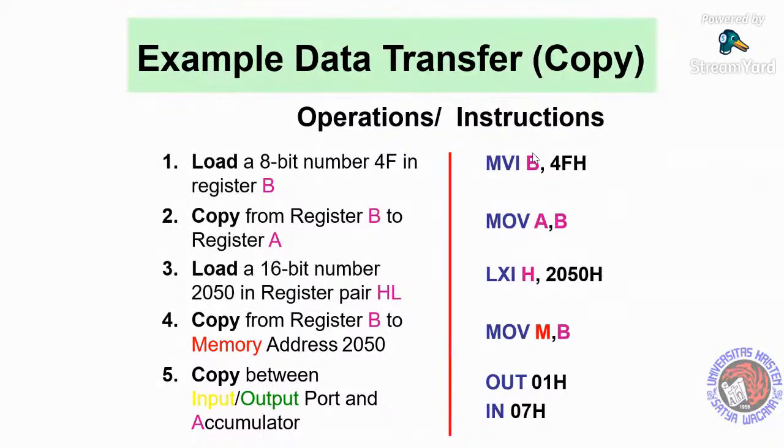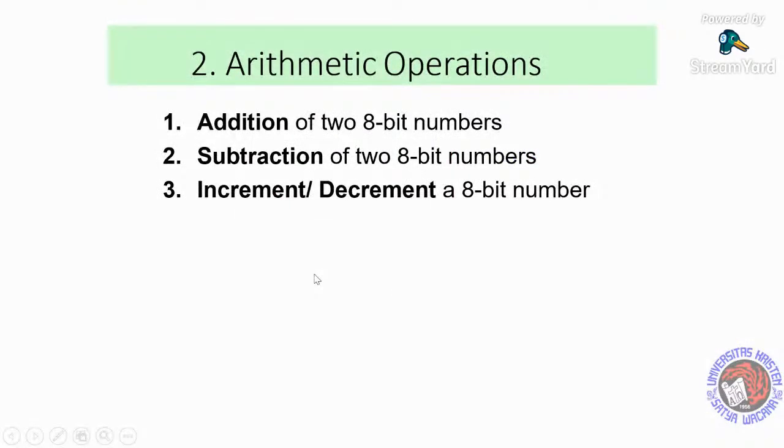Okay, and then load 2050 hexa in the register pair HL. You need to simply type LXI H. Then copy register B to memory address 2050 here, and then copy between input output port. You can do the OUT 01 hexa, IN 07 hexa.